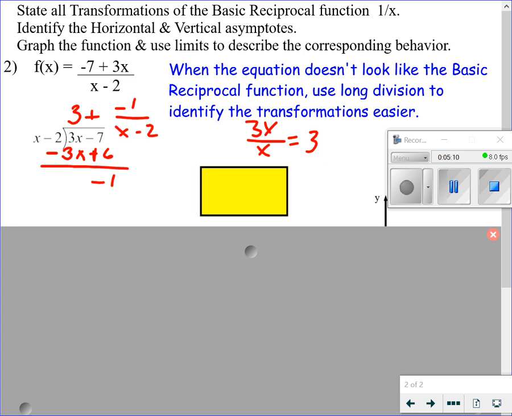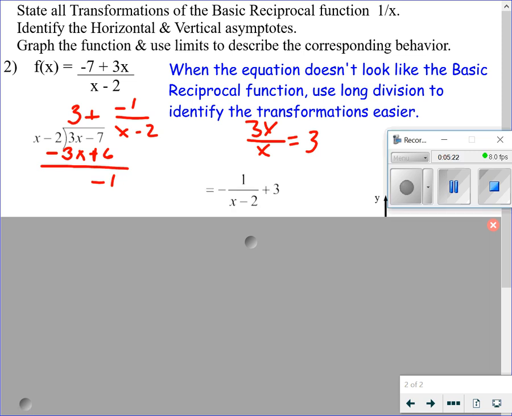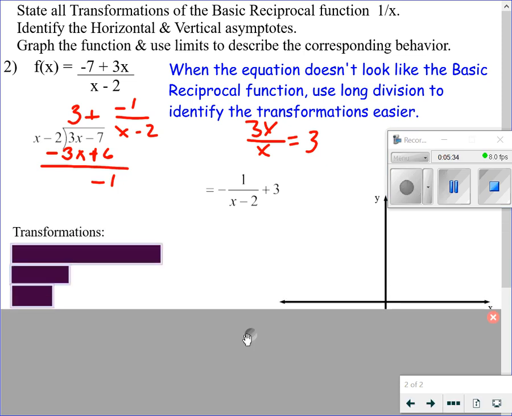Now this is technically in the form that we need, but it doesn't look like what we're used to. So all I'm going to do is rewrite this by switching the two positions around. Now by switching the two spots around, this looks more like the basic reciprocal function. Now we can talk about transformations a little bit easier. So we're leading off here with a negative out front. So you know if it's outside, we're going to reflect over the x-axis.